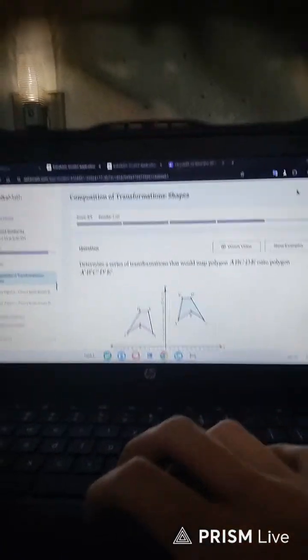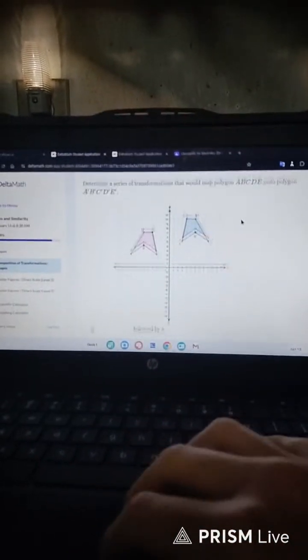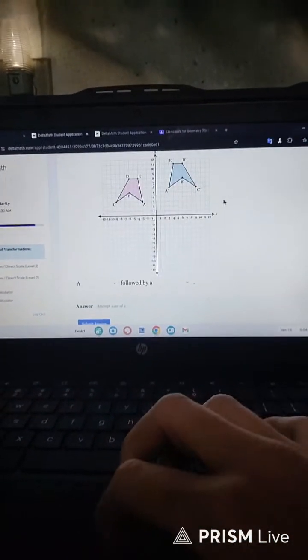Yeah, okay. This is supposed to be 10th grade geometry, apparently. This does not feel like it.